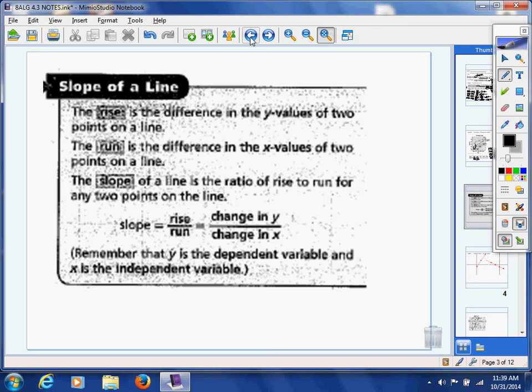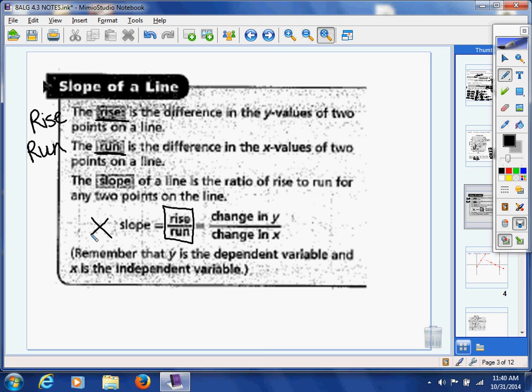The rise, that would be this word right here, rise, is the difference in the y values of 2 points on a line. And then the run, that would be this word here, the run is the difference in the x values. Now remember from examples 1 and 2, we did change in y over change in x. Well, now we're going to call that change in y rise, and the change in x is run. So we call it rise over run.